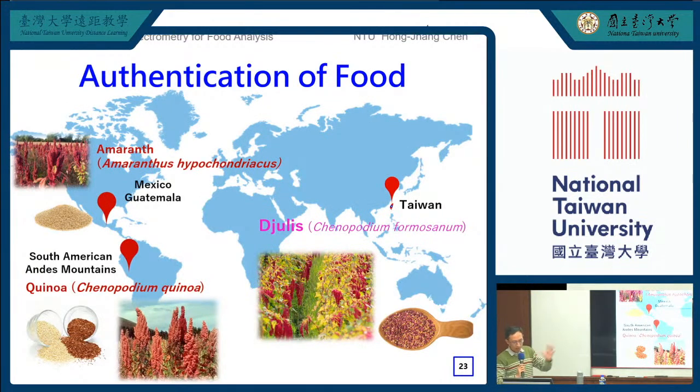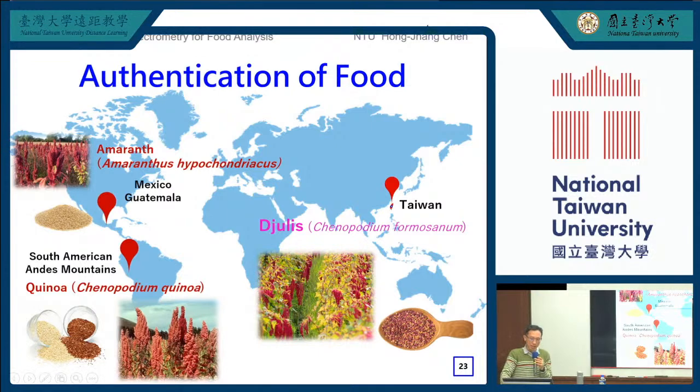Okay, let me introduce my experiment. As I mentioned, I like to focus on the authenticity of food using MS technology. That's because the environment will affect the metabolites of agricultural material. So in this case, we are talking about Julius. Julius is a Chenopodium formosanum. It's a pseudocereal in Taiwan. The appearance is just like this. It's a red color and yellow color.